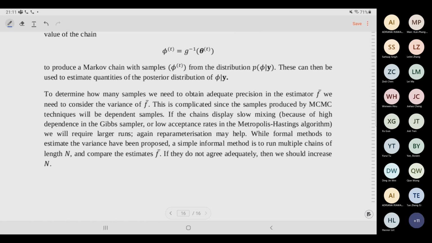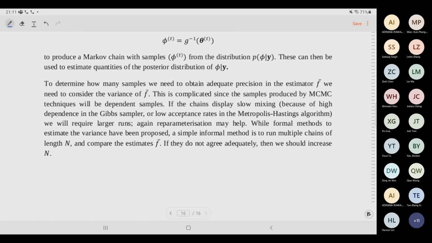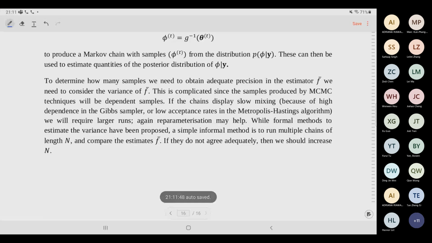So for example, if it has slow mixing, you might need more iterations, very high iterations, or maybe you need transformation. There are actually formal methods which I'm not covering here in our lecture. But with an informal method, for example, you can try multiple values of your iteration and compare your estimates. If they don't agree, then you have to use more.